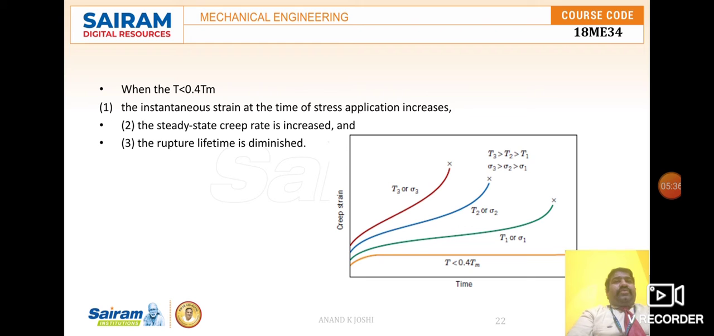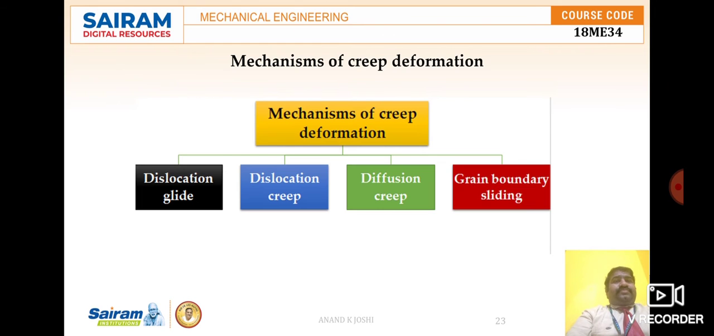Further, we will discuss the mechanisms of creep deformation. The mechanisms of creep deformation start with dislocation glide, dislocation creep, diffusion creep and grain boundary sliding. So these are the different stages or mechanisms of creep deformation. Let us discuss them one by one. What is meant by dislocation glide or motion?